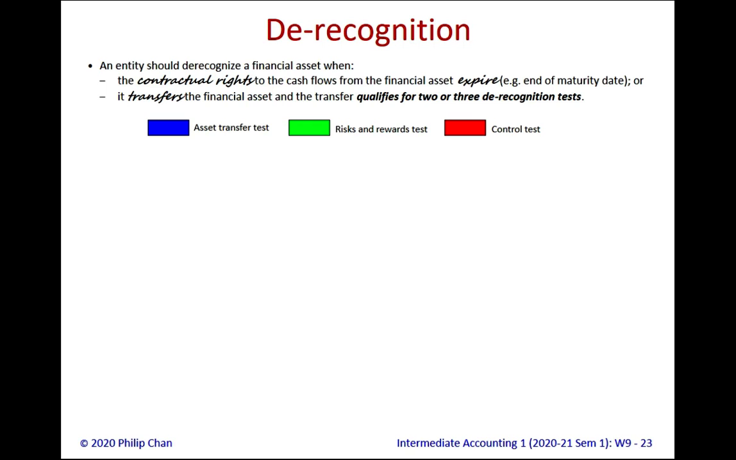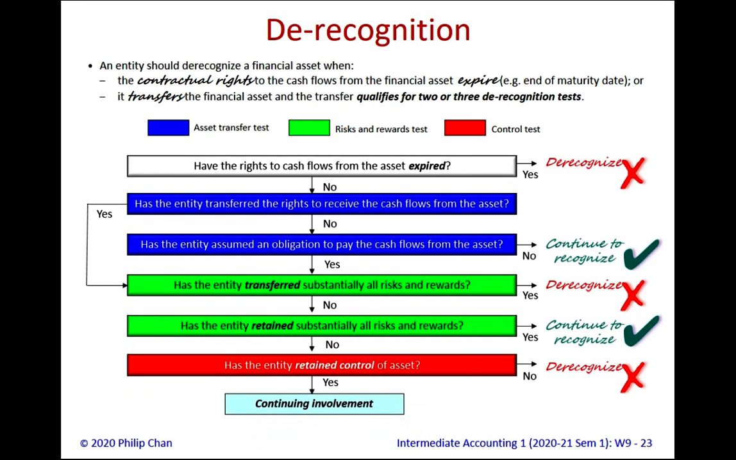2 or 3 of this test satisfy. And here comes the full table, which you can see from the top. And I will go through them basically in 3 to 4 blocks. Okay, so if the rights expire, the contractual right to receive cash is expired, then obviously de-recognize it. If not, then you would consider asset transfer tests.